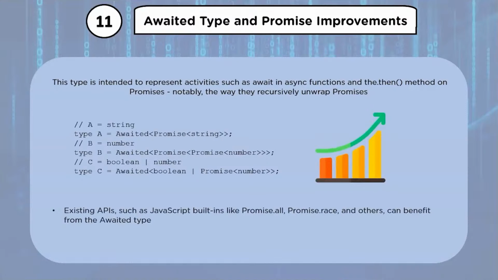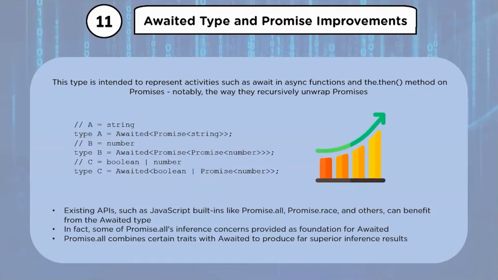Existing APIs such as JavaScript built-ins like Promise.all, Promise.race and others can benefit from the Awaited type. In fact, some of the Promise.all inference concerns provided the foundation for Awaited. Promise.all combines certain traits with Awaited to produce far superior inference results.